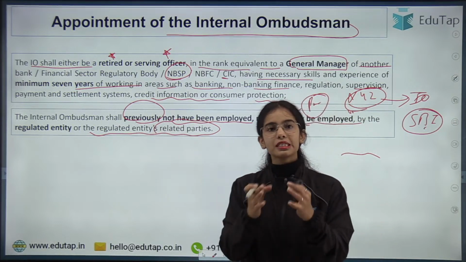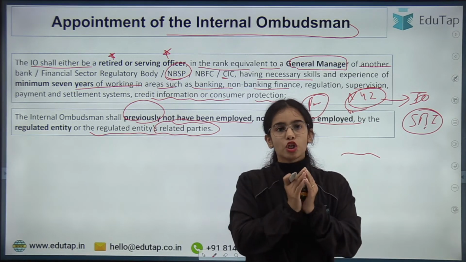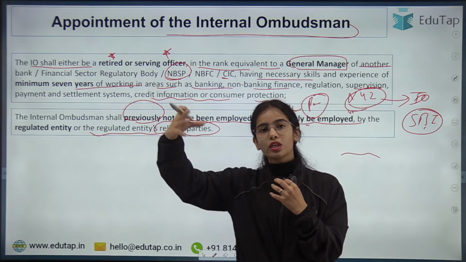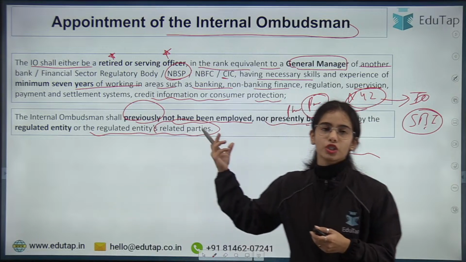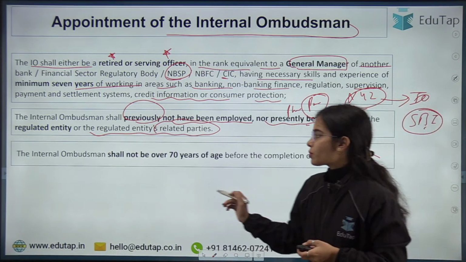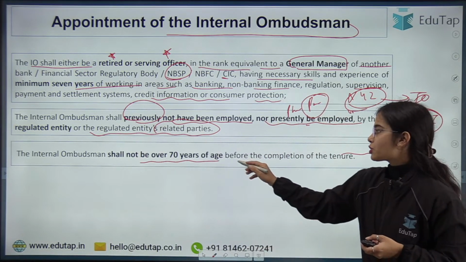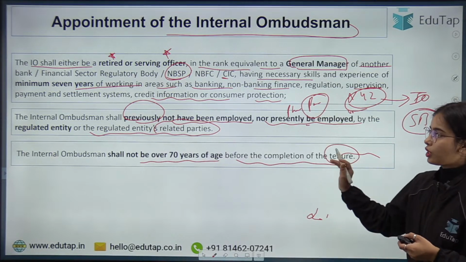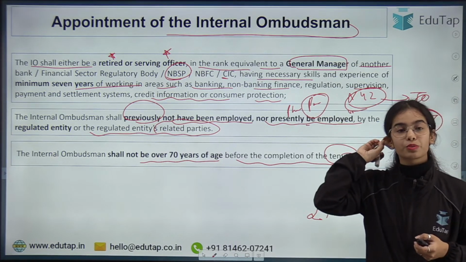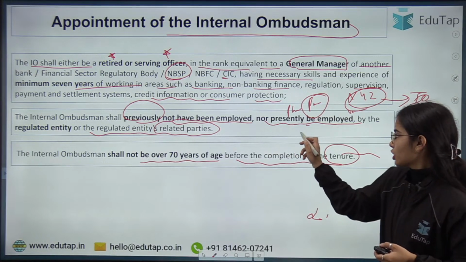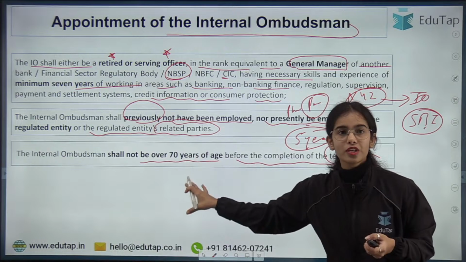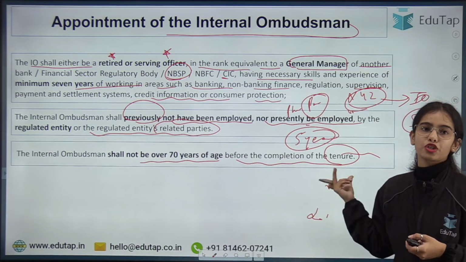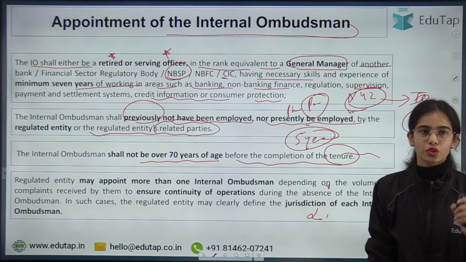So that means if you want to hire me, I should not be connected to your company in any way before. Okay, so that is the idea. The internal ombudsman shall not be over 70 years of age before the completion of the tenure. So if you are hiring the internal ombudsman for 5 years, let's say, the internal ombudsman shall not be over 70 years of age before the completion of the tenure of 5 years. So that is the idea.